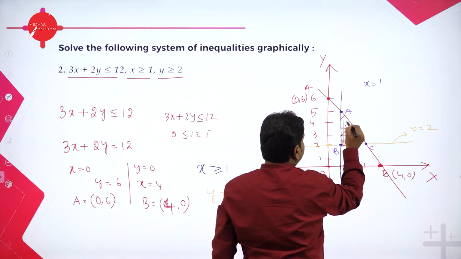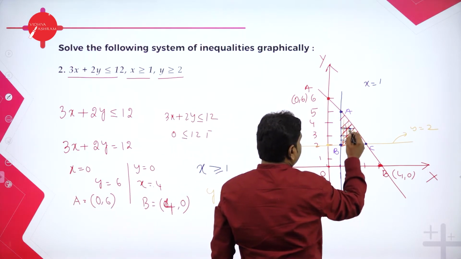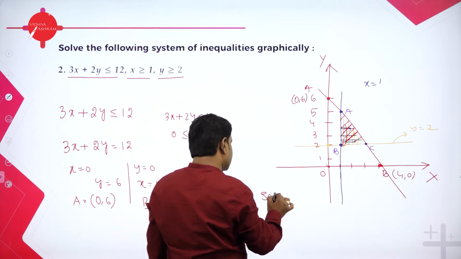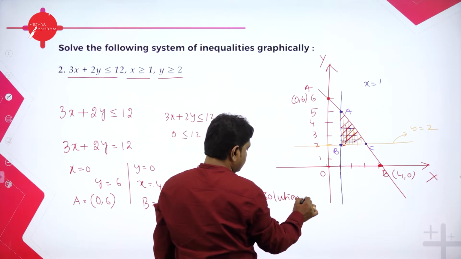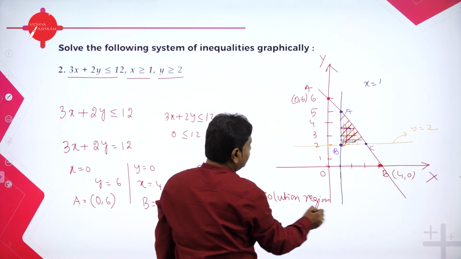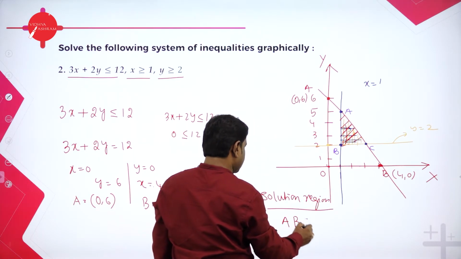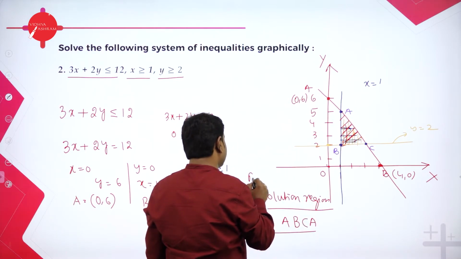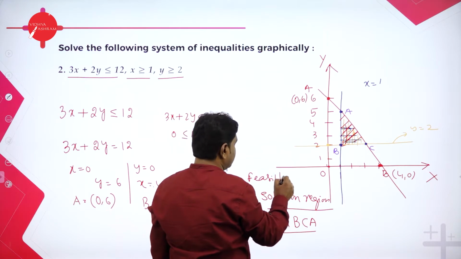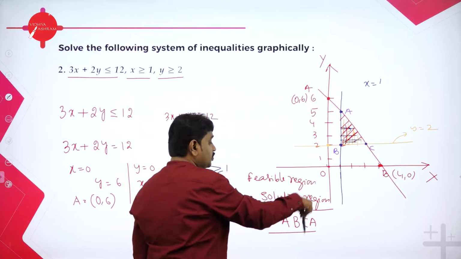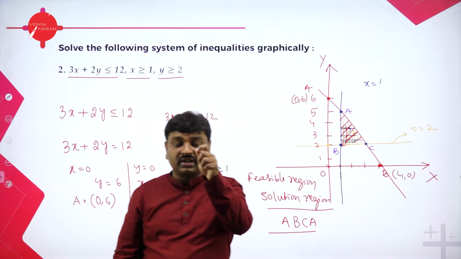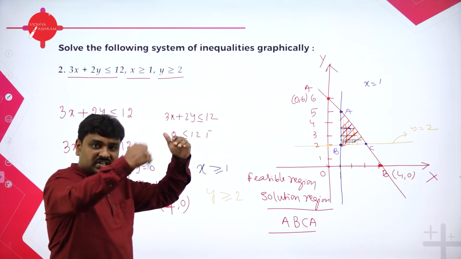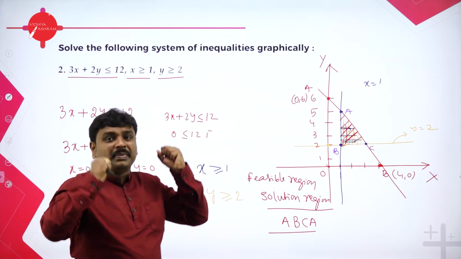The red line comes down, the yellow line goes up, the blue line comes here. So the solution region from the graph is A, B, C, A. We call it the feasible region. Please understand, this is most important for your second year PUC learning linear programming. So for 3 lines, shade all 3 lines and see where the shadings mix.